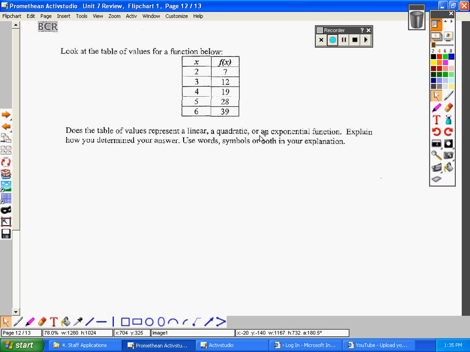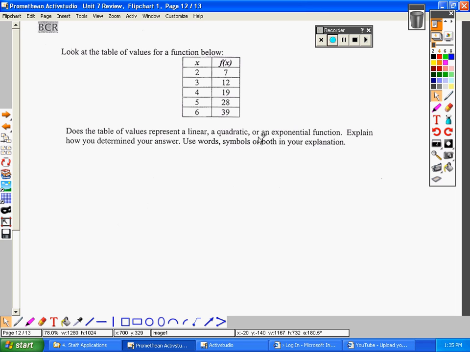Look at the table below. Does the table represent a linear, quadratic, or exponential? So remember, linear is when you're going plus or minus the same amount. Quadratic is when the difference of the differences is constant. Or an exponential is when you have multiplying or dividing by the same amount. So here, it's not multiplying. It looks like it's +5. But here is +7. And here is +9. But if you look at the difference of the differences, it's constant. So that would mean it is a quadratic.